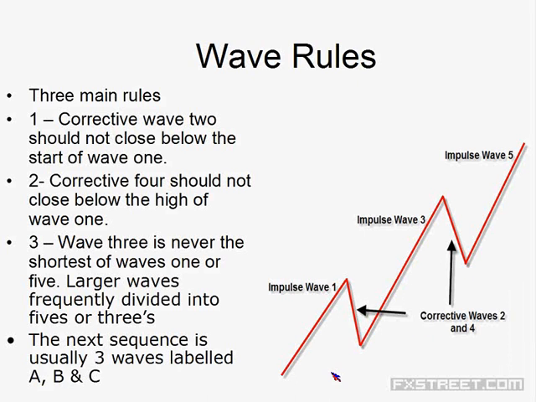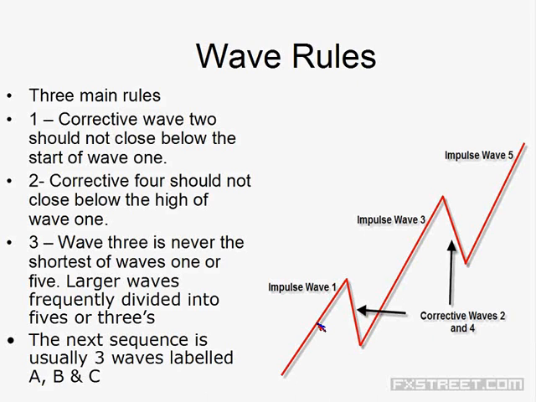So there we are, wave rules. Just to reiterate these, we've got an impulse wave 1, followed by a corrective wave 2, which does not want to close below the start of wave 1. We've then got an impulse wave 3, followed by a corrective wave 4, and that corrective wave 4 does not want to close below the peak of impulse wave 1. And then impulse wave 5 is usually the shortest wave, not exclusively, but usually the shortest wave, and it is very often the same length or the Fibonacci multiple of wave 1.